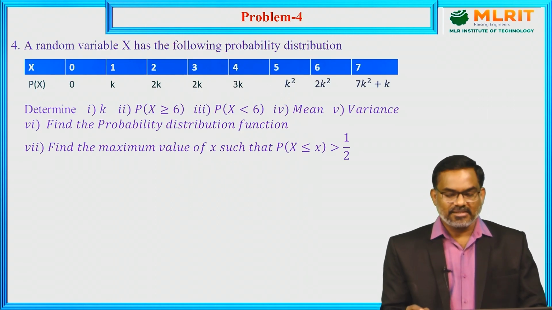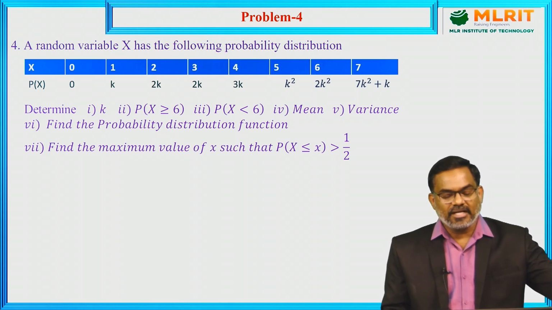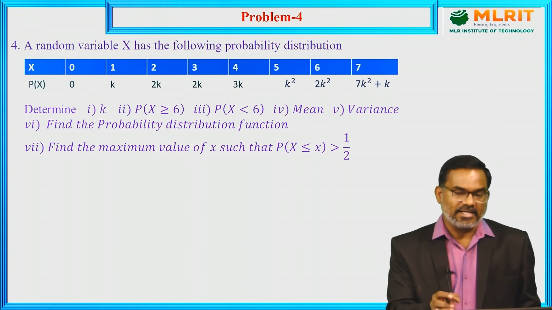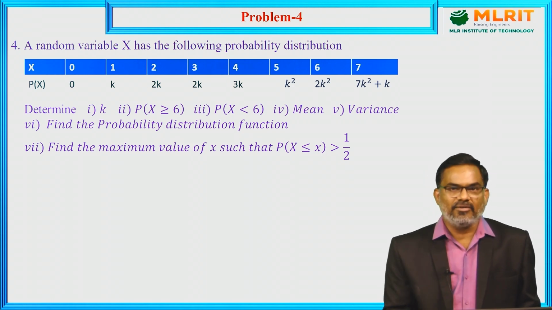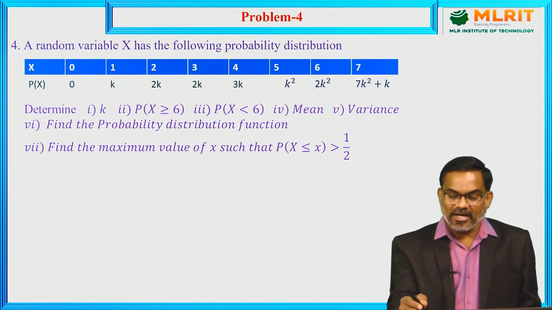Similarly, let us discuss another problem. A random variable capital X has the following probability distribution. Again the discrete probability distribution is given, as X takes values 0 to 7, total number of values 8. And the corresponding probabilities are also given in terms of the unknown K.